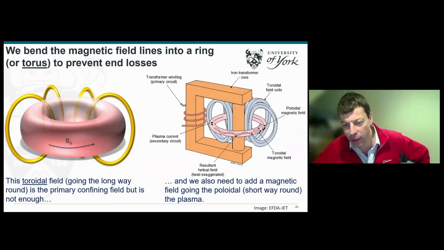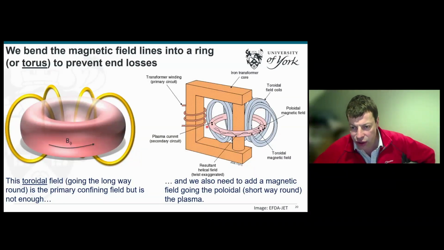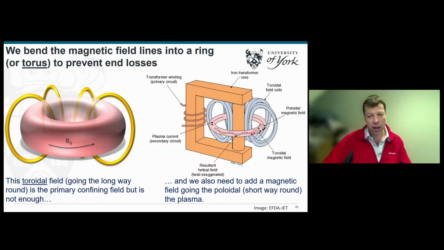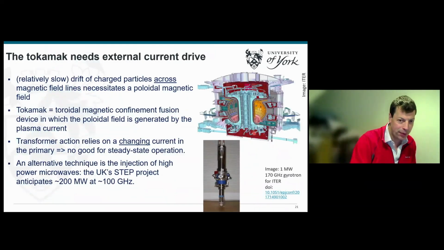So what's a transformer? I put a changing current in a primary coil. I link the flux. Some of you will be very familiar with this through A-level. I link the magnetic flux to this single turn secondary. That then generates a current because of the induced EMF in the secondary. That current then generates a poloidal field, which I add to the pre-existing toroidal field. Okay, great. So this is a really helpful cartoon for how a tokamak works.